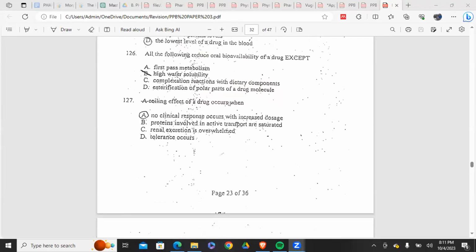A ceiling effect of a drug occurs when there's no clinical response with the increased dosage. Proteins involved in active transport are saturated. Renal excretion is overwhelmed. Tolerance occurs. There's no clinical response. You can't see an effect here.